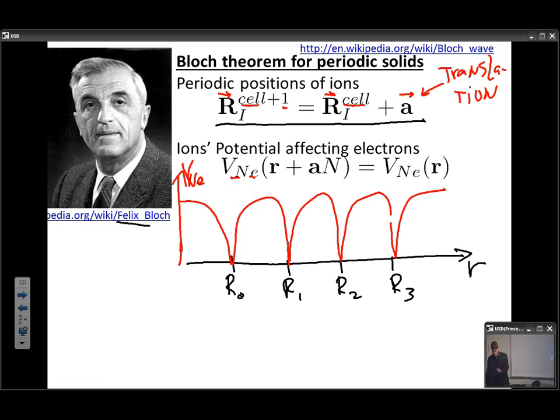So those are positions of ions, and now we can imagine that our electron is at distance r, lowercase. Then the potential that the electron is experiencing here, at r, will be the same as the potential that the electron is experiencing at position r plus a, and the same as at position r plus 2a. Which means that if ions are arranged in a periodic way, then the potential that acts on electrons is also periodic.